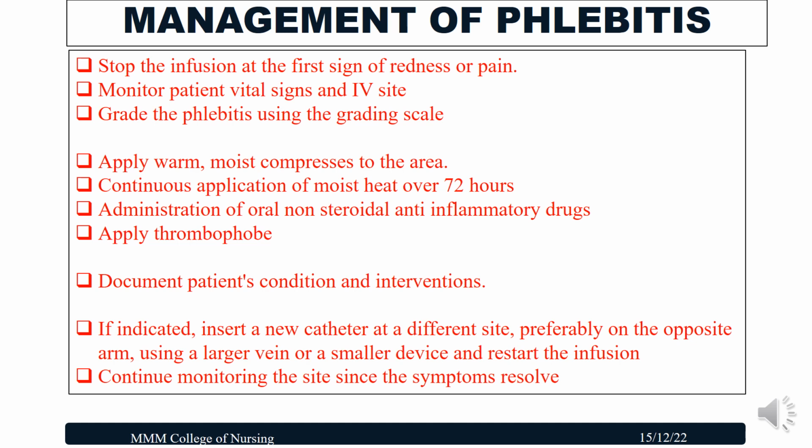Management of phlebitis. So how can we manage phlebitis? If we identify any redness or pain at the IV cannulation site, at grade 0 or the first grade itself, we need to stop the infusion at the first sign of redness or pain. Monitor patient vital signs and the IV site. Grade the phlebitis using a grading scale, either the INS scale or the VIP scale.